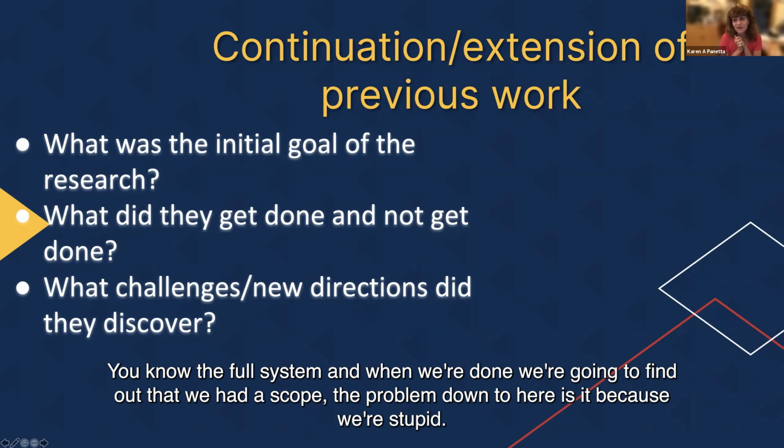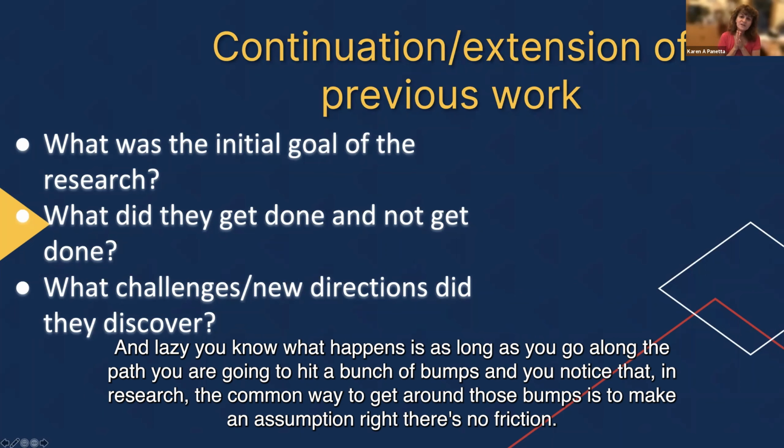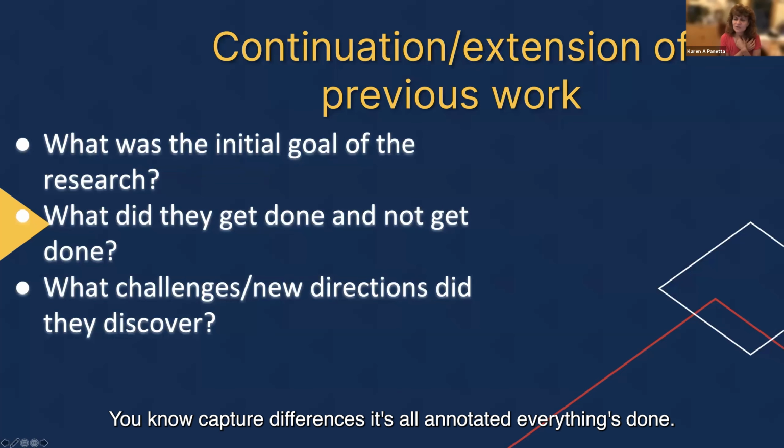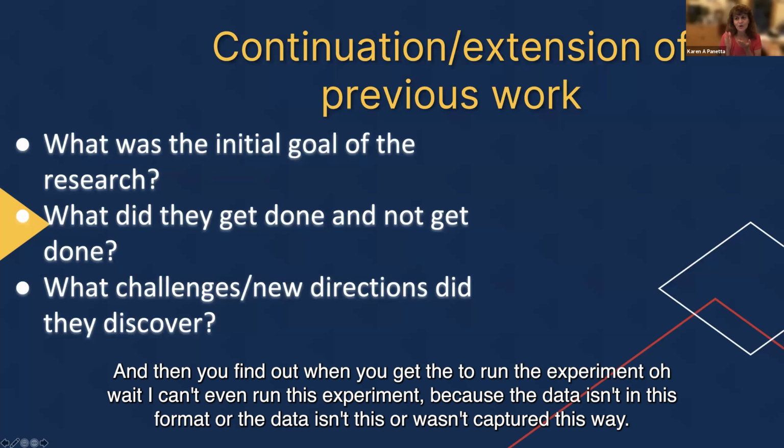Is it because we're stupid and lazy? No. What happens is, as long as you go along the path, you are going to hit a bunch of bumps. And you notice that in research, the common way to get around those bumps is to make an assumption, right? There's no friction. There's no gravity. The data is all pristine and captured in the same exact way. There's no illumination differences. There's no capture differences. It's all annotated. Everything's done. And then you find out when you get there to run the experiment, oh, wait, I can't even run this experiment because the data isn't in this format, or the data isn't this, or it wasn't captured this way.